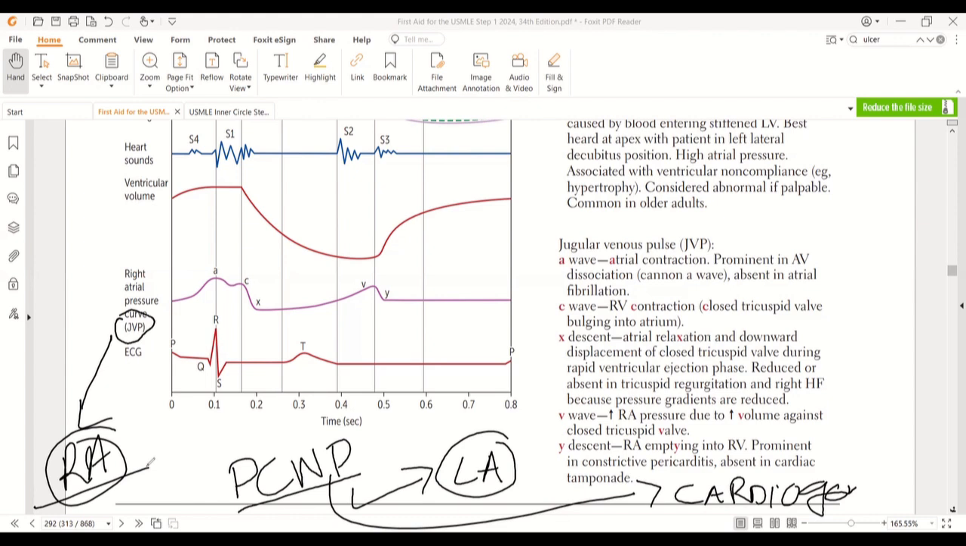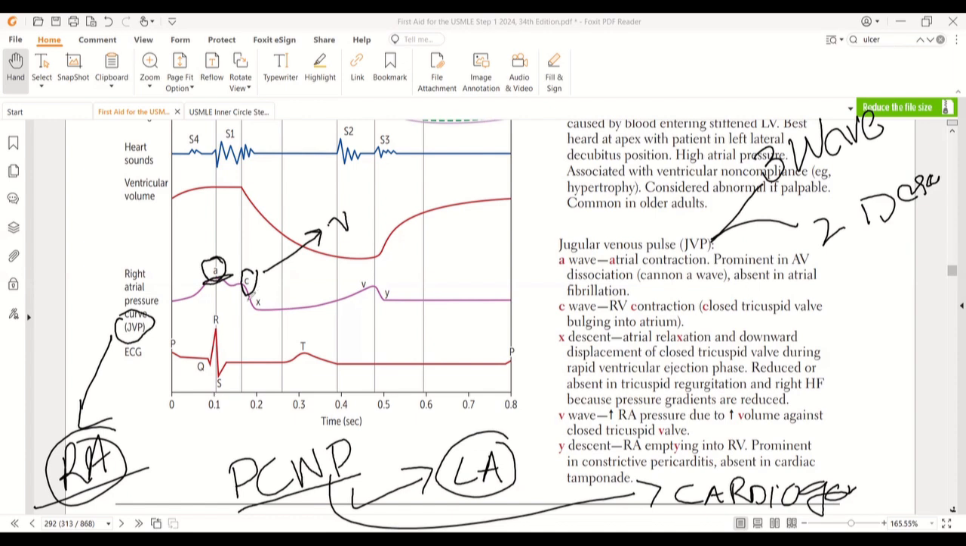Okay. So the JVP has three waves and two descents. So first this A wave. A wave represents the contraction of the atrium. And this C wave represents ventricular contraction. So if right ventricle contracts, the tricuspid valve bulges into the atrium.